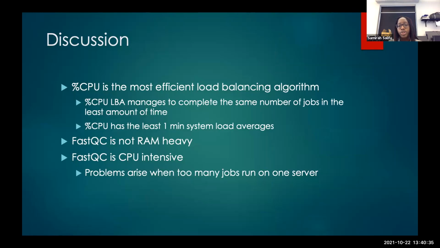And so problems do arise when too many jobs are run on one server. The system load becomes very high, and then all the Docker containers are not stopped and removed as they're supposed to be. And then when the containers remain running, they require disk space, and eventually this becomes full and jobs cannot be completed. So that's why it's very important that we pick a very efficient load balancing algorithm so that all jobs manage to be completed.